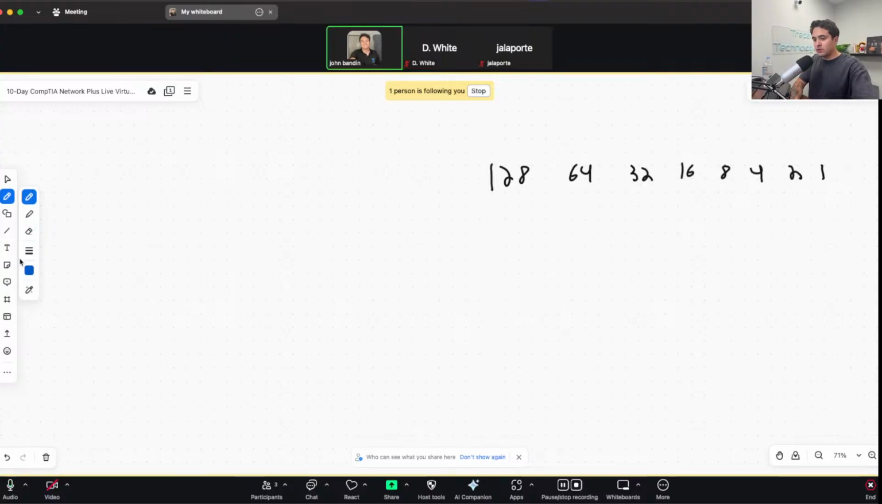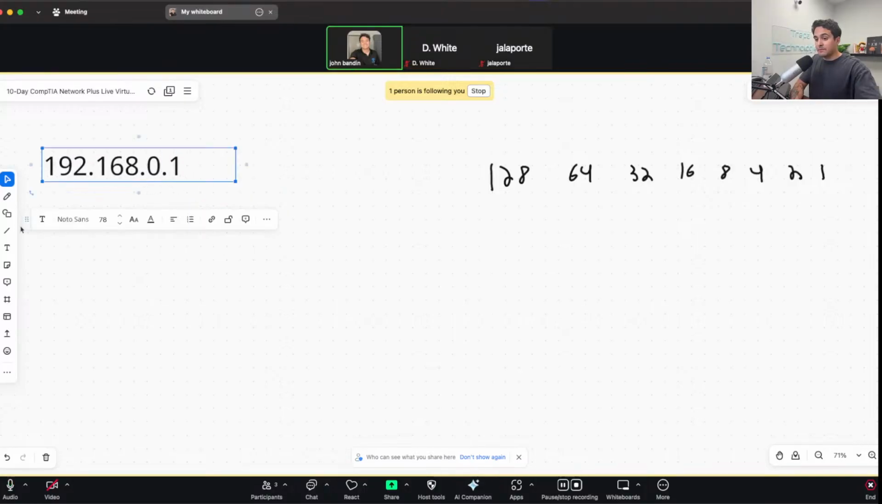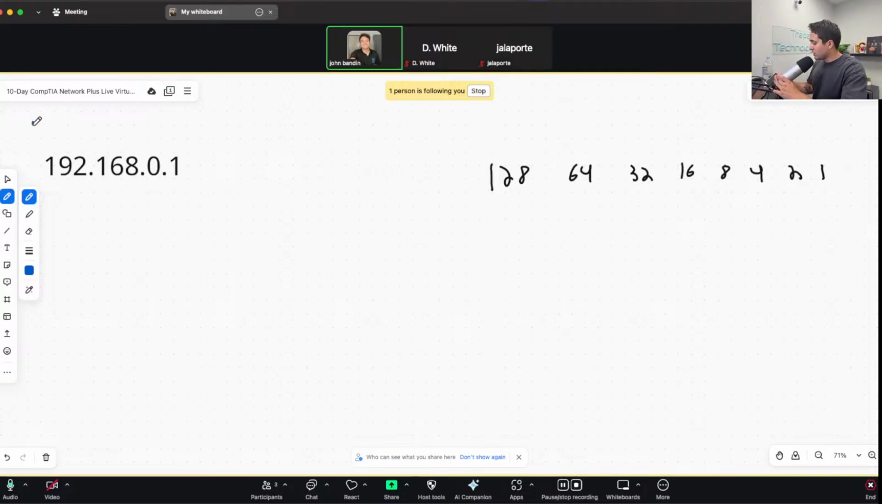Let's go ahead and convert 192.168.0.1. So we're going to convert this dotted decimal into binary. So now we're going to do the opposite of what we just did. We're going to go from dotted decimal into binary. So how do we do this?